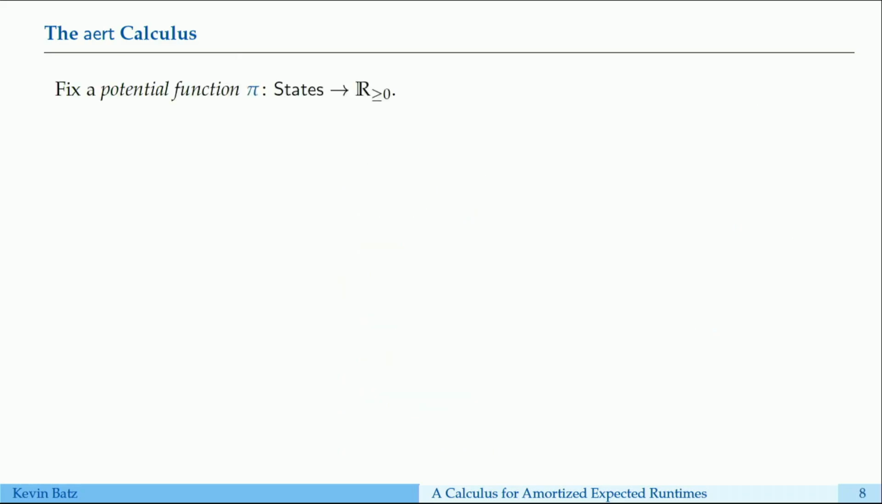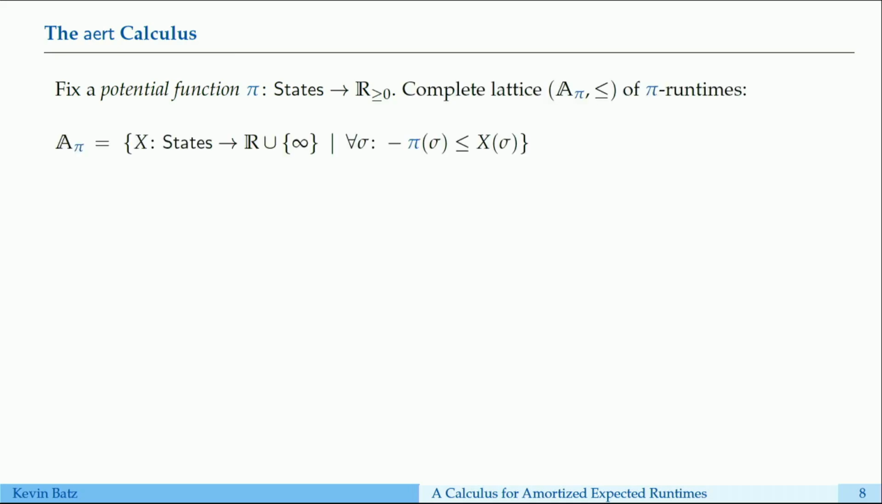Good. So when using the potential method, the first thing that we have to do is fix a potential function pi, which is a map from states to non-negative numbers. And once we did so, we consider the complete lattice of what we call pi-runtimes. So these are the central objects that our calculus operates on. A pi-runtime just assigns a runtime to every program state. Now, importantly, in amortized analysis, runtimes can be negative, but they cannot be arbitrarily negative. In fact, they are lower bounded by this potential function pi. And if we then order these runtimes pointwise in the usual manner, we obtain a complete lattice.